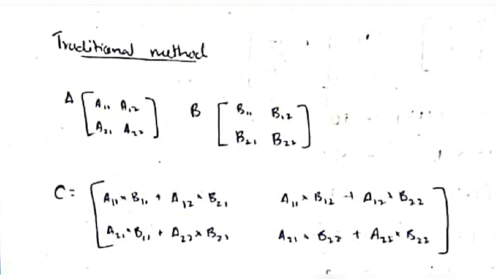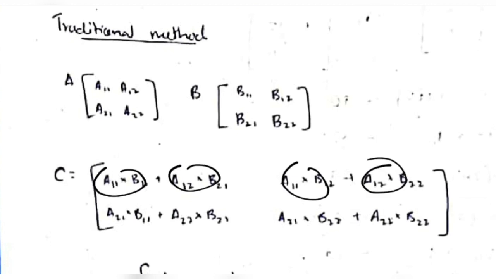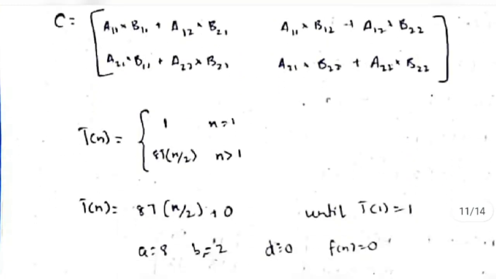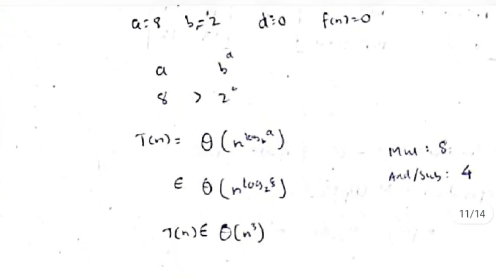So in that case 8 times it's happening. See here we are dividing into 8 parts. So in that way the time complexity will be 8 times T of n by 2. Applying the master's theorem, we'll get the time complexity as O of n cube.